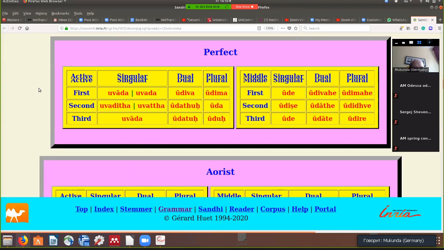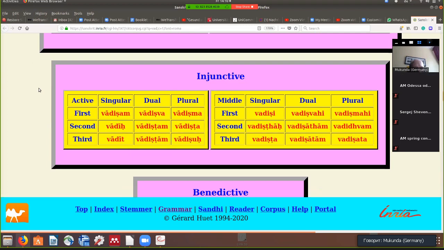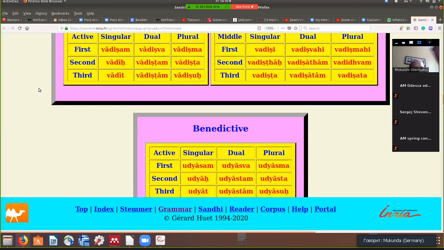Yeah, then you have the injunctive, which is a special thing, benedictive. These are kind of rare things. Then you have different kinds of participles that you can make.